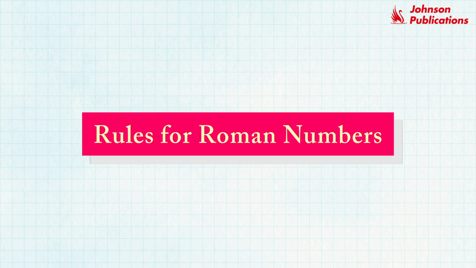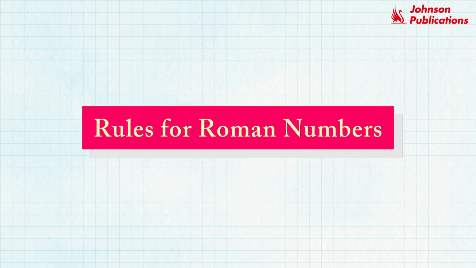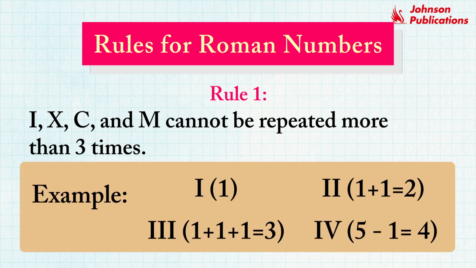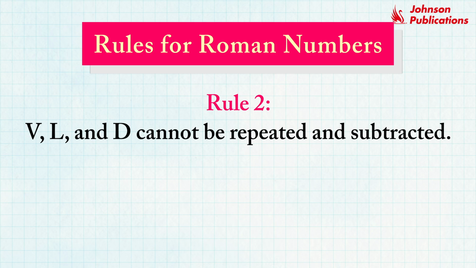Rules for writing in Roman numbers. Rule 1. Roman I, X, C, and M cannot be repeated more than 3 times. For example, look here. Rule 2. V, L, and D are the Roman numbers that cannot be repeated and subtracted.